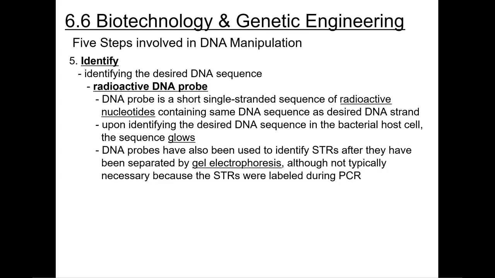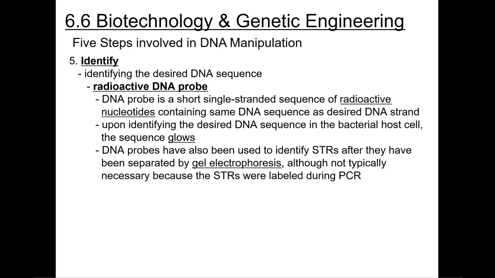Okay, number 5, we are going to identify. So that's our 5th step. We have to identify the desired DNA sequence that we wanted. So what you're going to do is insert or introduce a radioactive DNA probe. A DNA probe is going to be a short single-stranded sequence of radioactive nucleotides that contain the same DNA sequence as the desired DNA strand. So upon identifying the desired DNA sequence in the bacterial host cell, the sequence will glow. So it lights up, kind of fluorescent, underneath a black light.